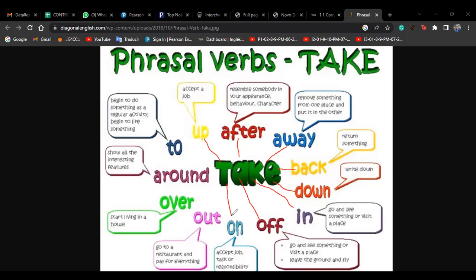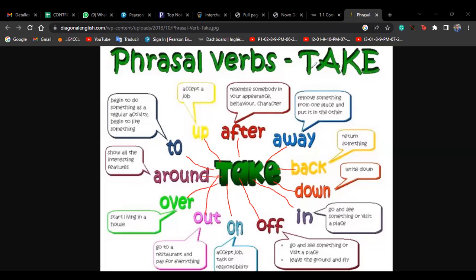Take on means accept a job, and it also means accept responsibility. Take out means go to a restaurant and pay for everything. And let's go with take over. It means to start living in a house. And take around means show all the interesting features. And take to means begin to do something as a regular activity, begin to like something. So in this case, these are the two-part verbs.